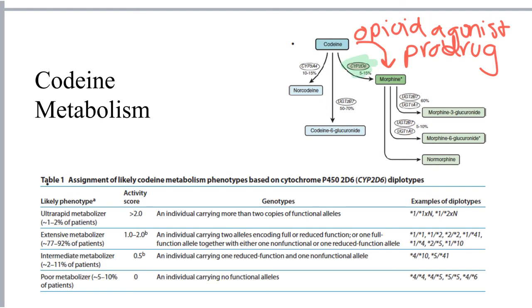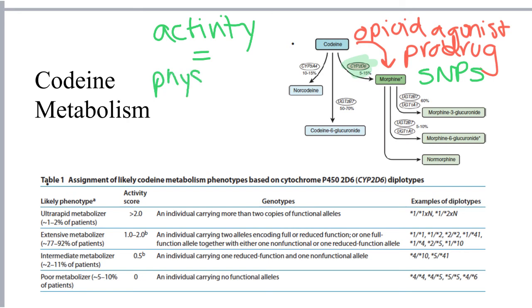CYP2D6 is polymorphic in the normal population, meaning that different individuals have different levels of CYP2D6 activity. The level of CYP2D6 activity dictates whether or not an individual will have a normal physiologic response to codeine, or whether that physiologic response could potentially be toxic.